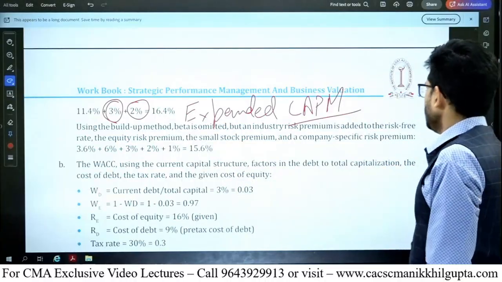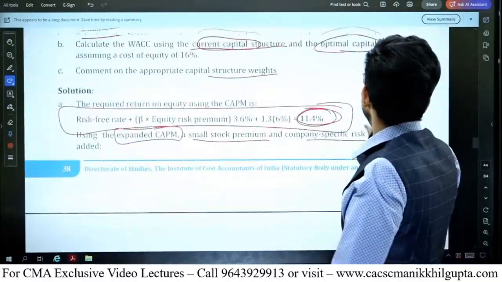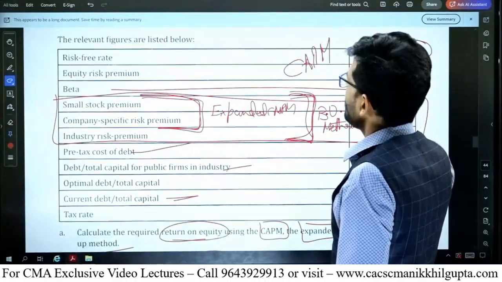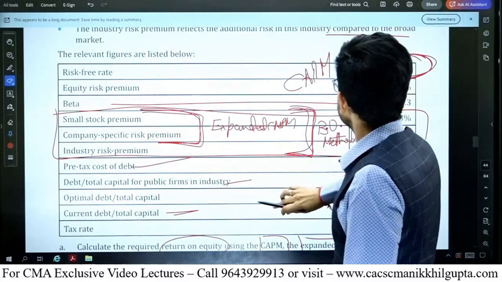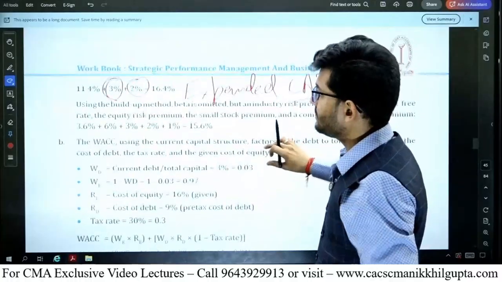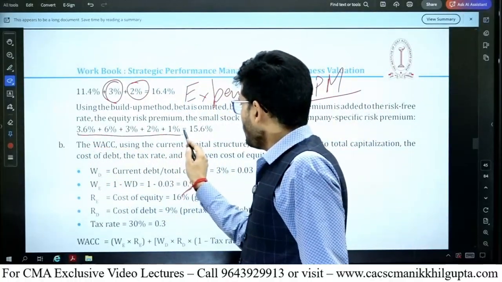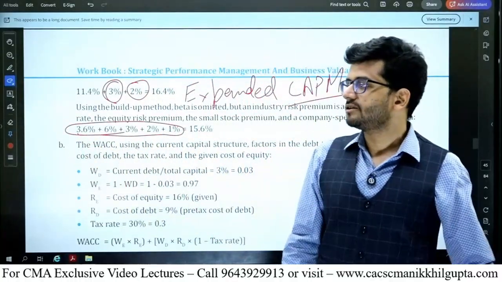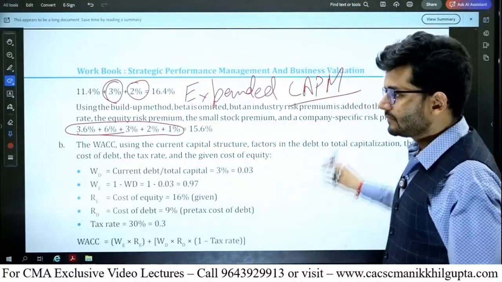And the built up method, in the built up method, what we'll do is we'll take the raw form of risk free rate of return, which is 3.6. We'll start from 3.6. We'll not use the CAPM method. We'll individually add all the risks which are associated with this particular company.